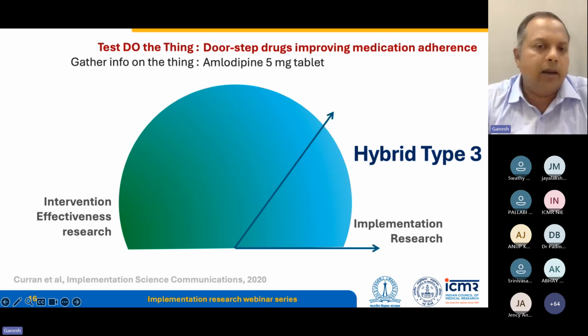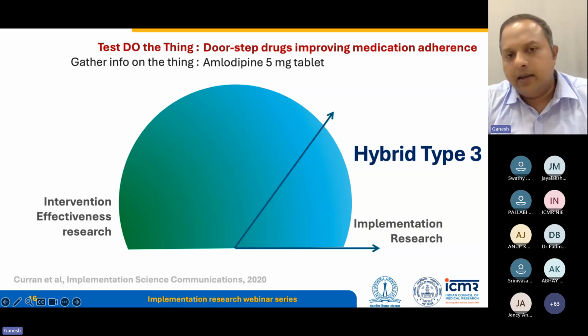This is just one example. There are multiple examples we can see. Adherence is one of the implementation outcomes. Fidelity is one more example, which we will be discussing in the forthcoming slides.